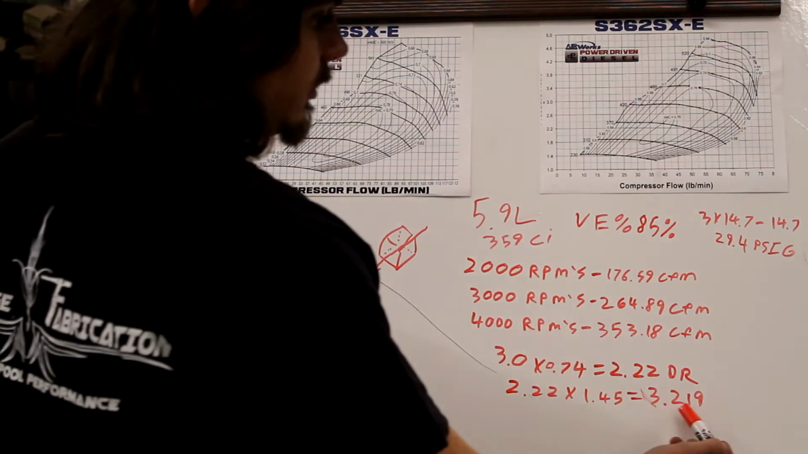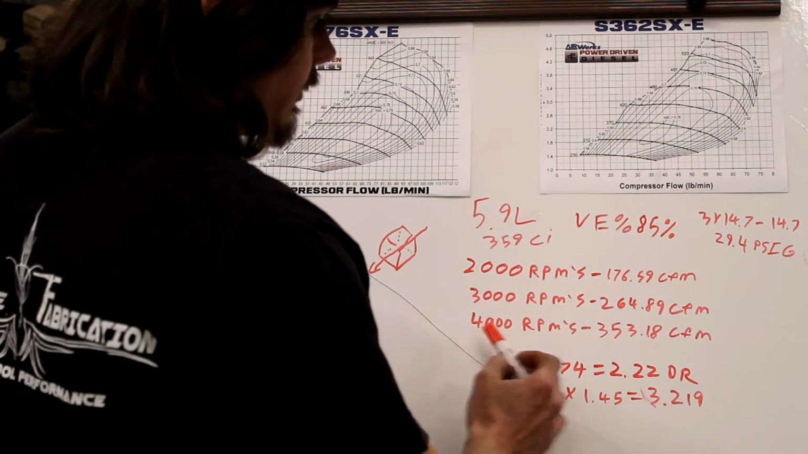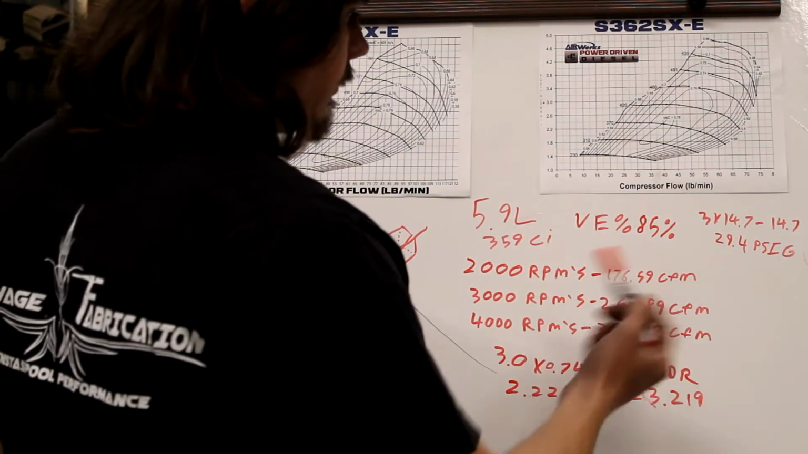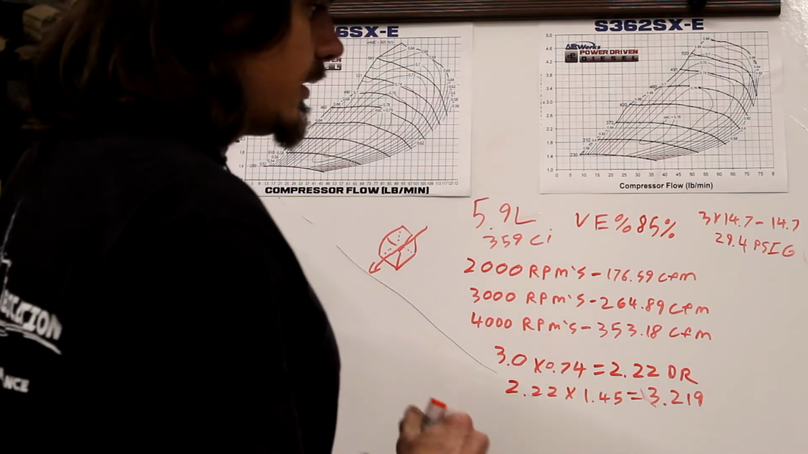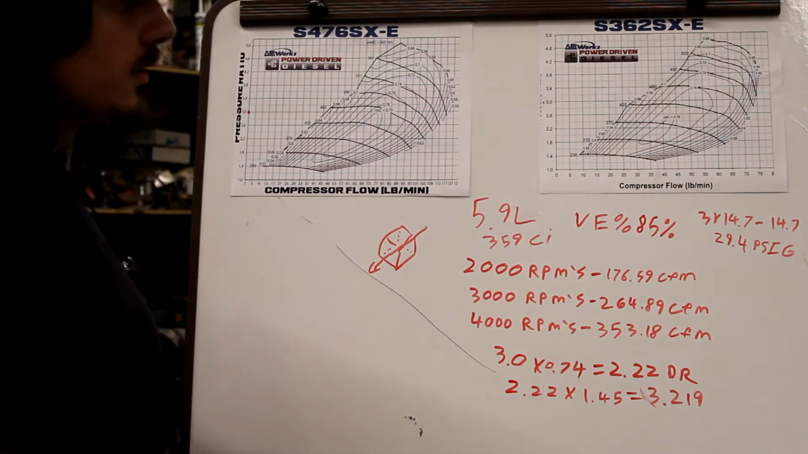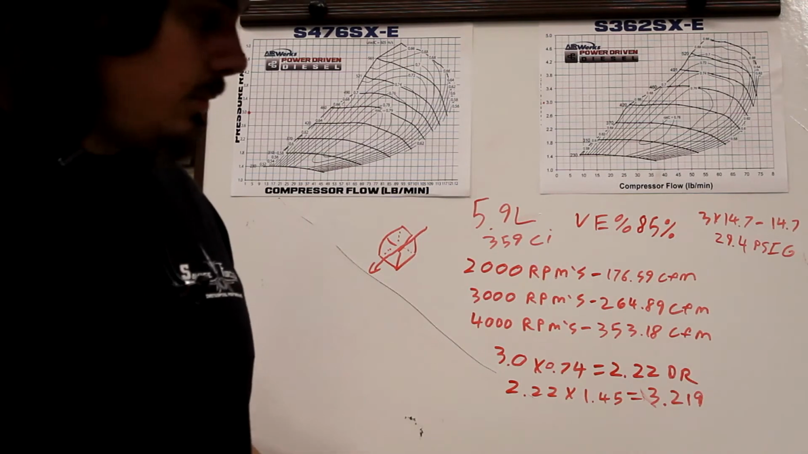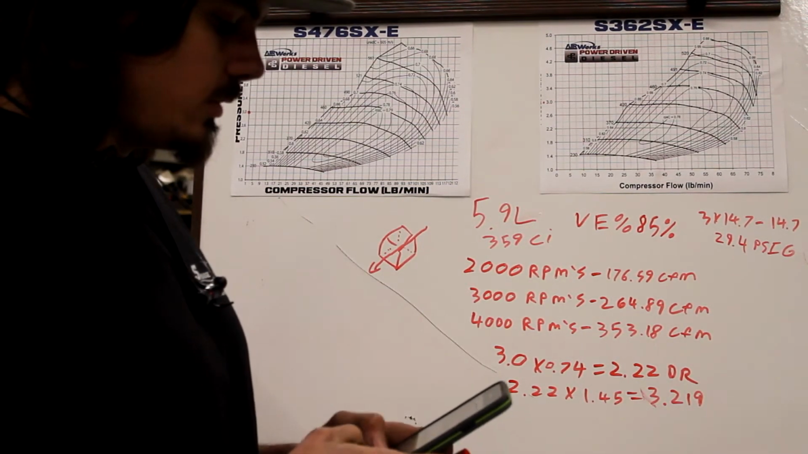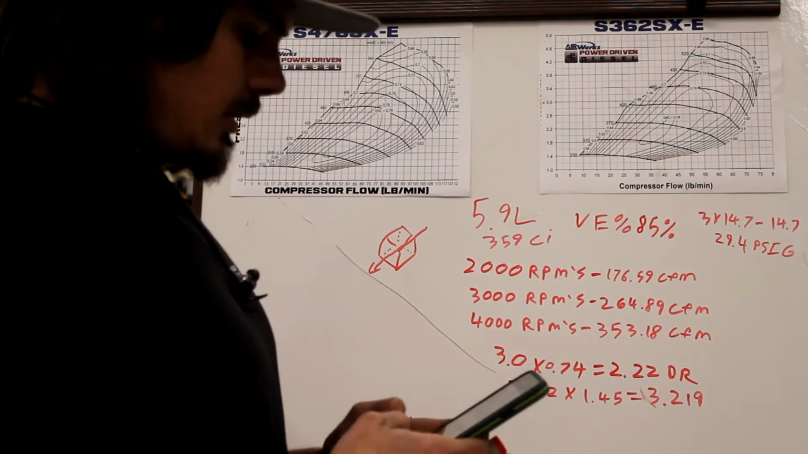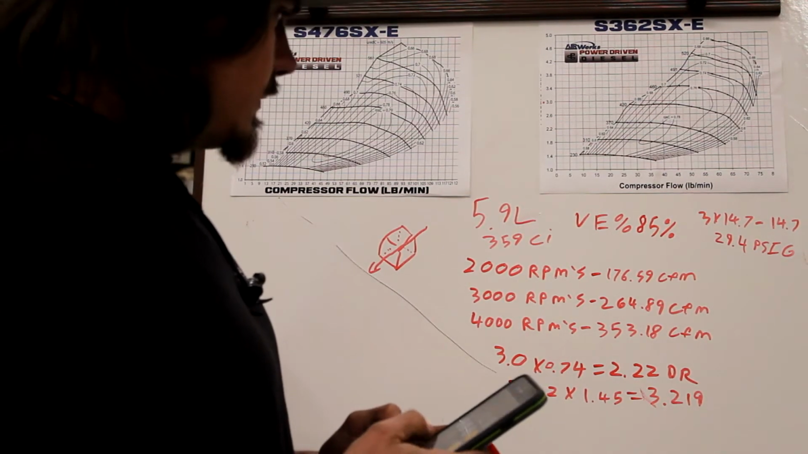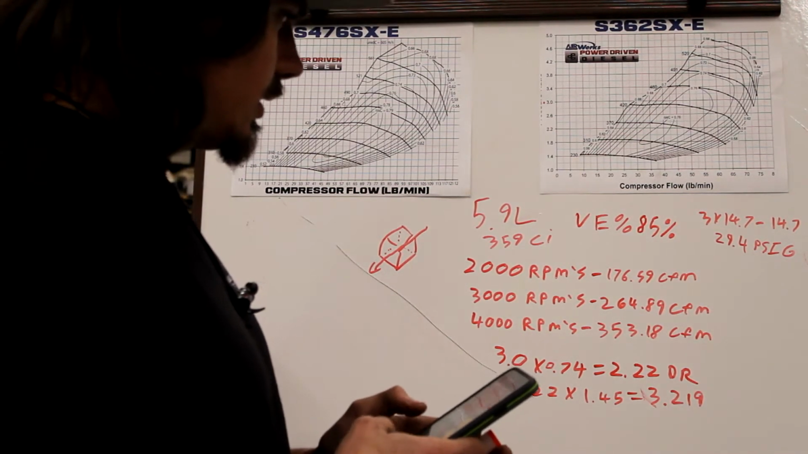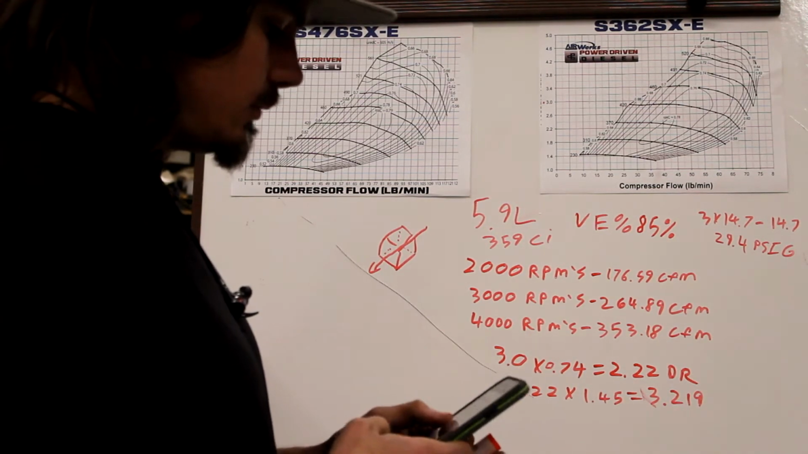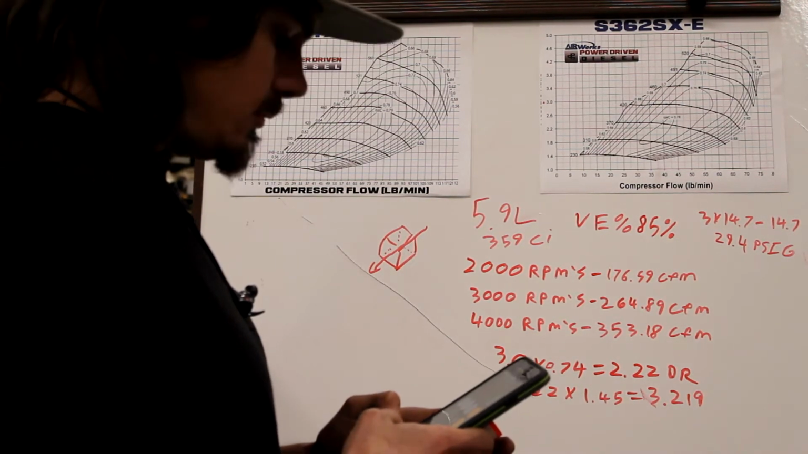You're going to take 3.219 times whatever CFM you want. We're going to use 2,000, and that's going to give you the total CFM that the engine's consuming. So we're going to take the 3.219, we're going to use 2,000 RPMs and calculate it. 3.219 times 176.59. Oops. I am not doing it well.